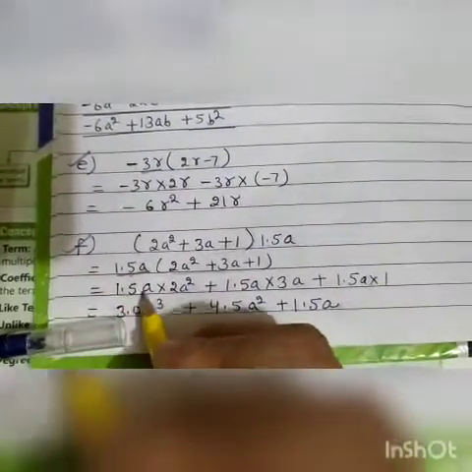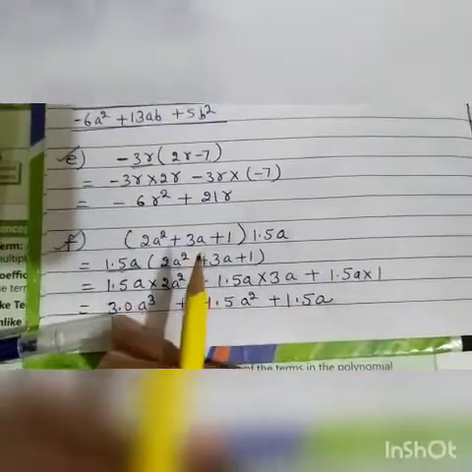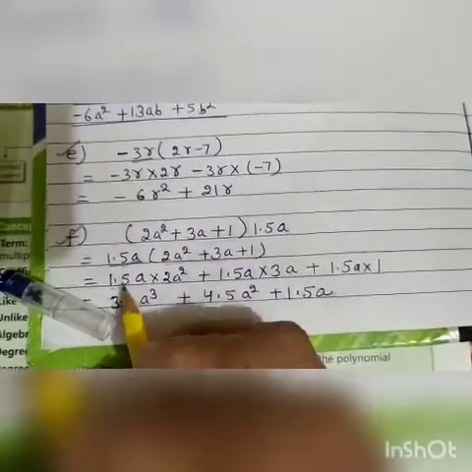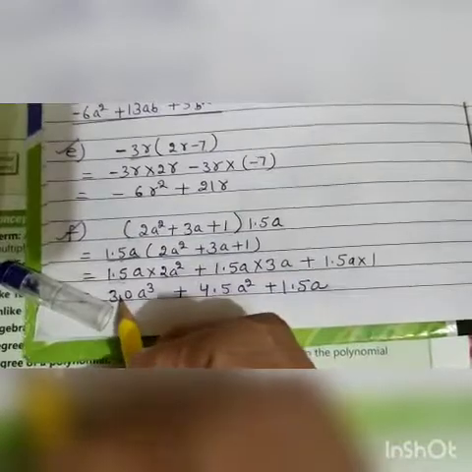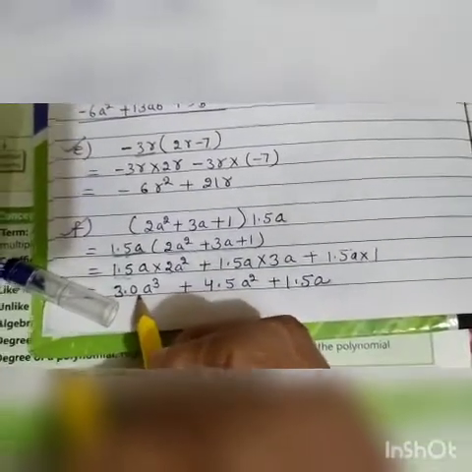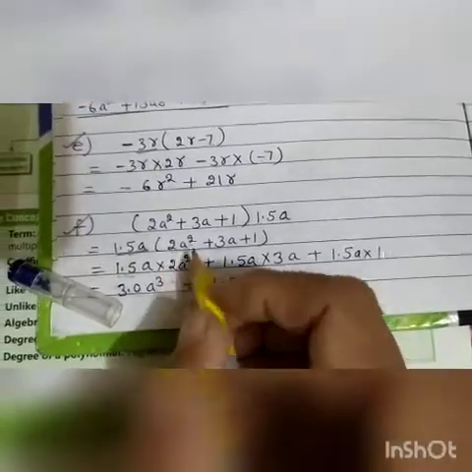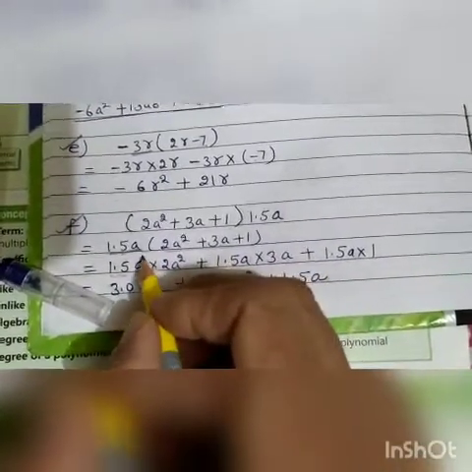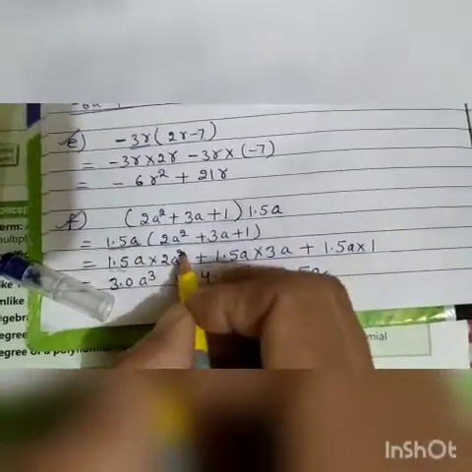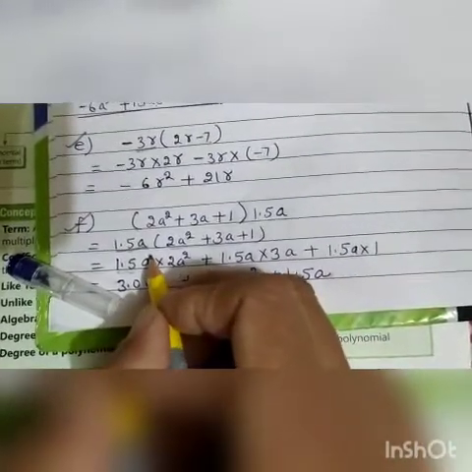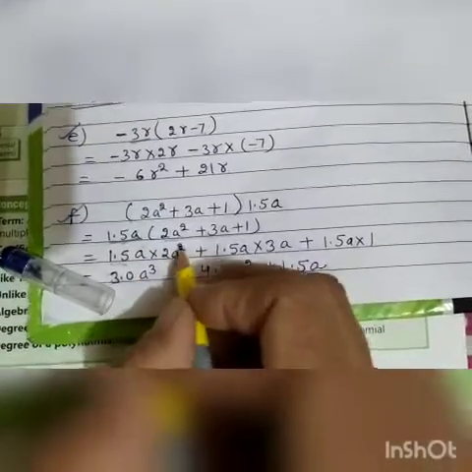When we multiply 1.5 by 2, consider it as 15. 15 times 2 is 30. Before one digit there is a decimal, so it becomes 3.0. a multiply a square, it is a cube. Students, when we multiply the literals, their powers are added, not multiplied. Power of a, here it is 1 and here 2, it becomes 1 plus 2, 3.